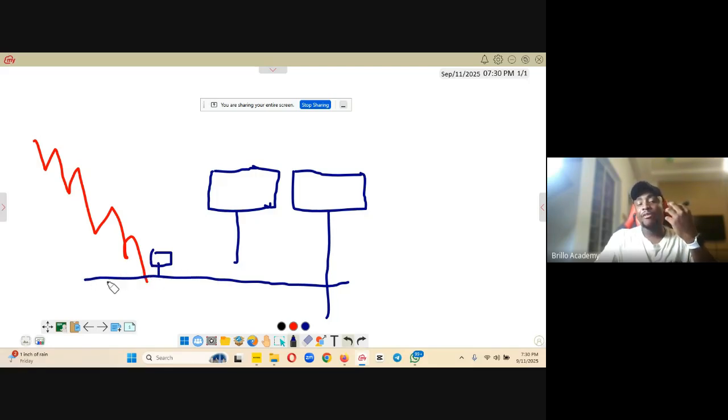So in the past we have price respecting this zone. Now you're seeing a hammer like this. This can be an indication that the market is likely to reverse to the upside. Okay, so this is for the hammer, right?